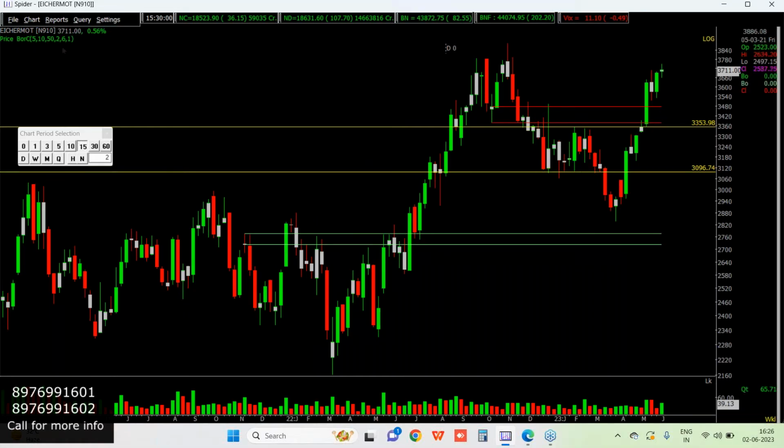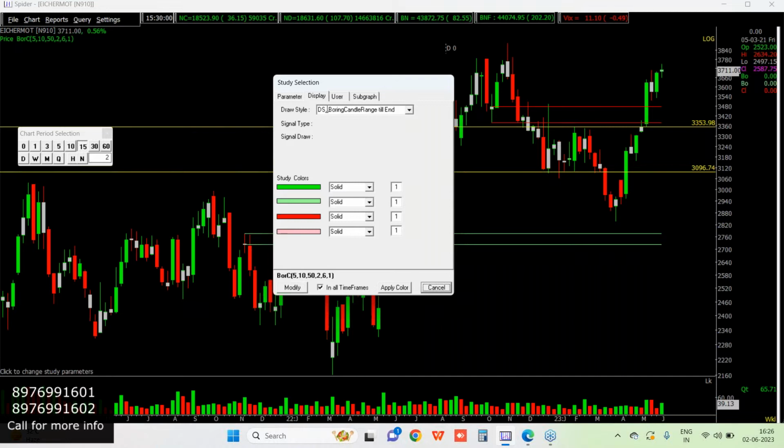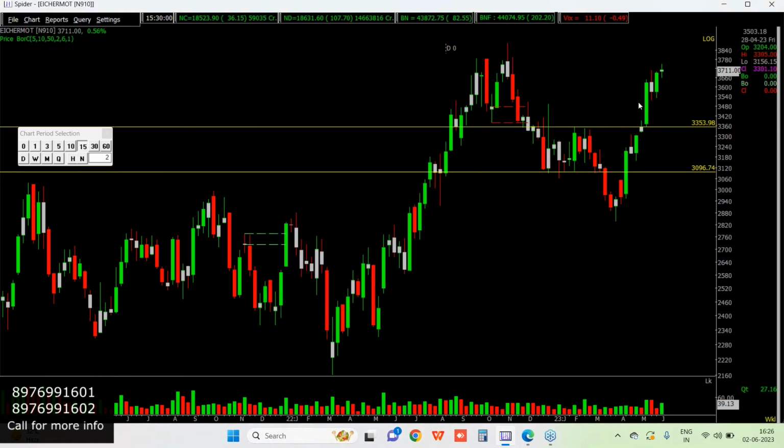The same way, in this display we have a draw style. There is an option of boring candle range till end. Range till end means it will show you till the last candle. But we have another setting, which is range till hit, which means your candle range will show you till the target hit. Right now you can see this Eicher Motors already reached the target, the zone, so it already showed you that. Wherever you can see a filled gap, we can say the filled zone, so it will show you that area only.